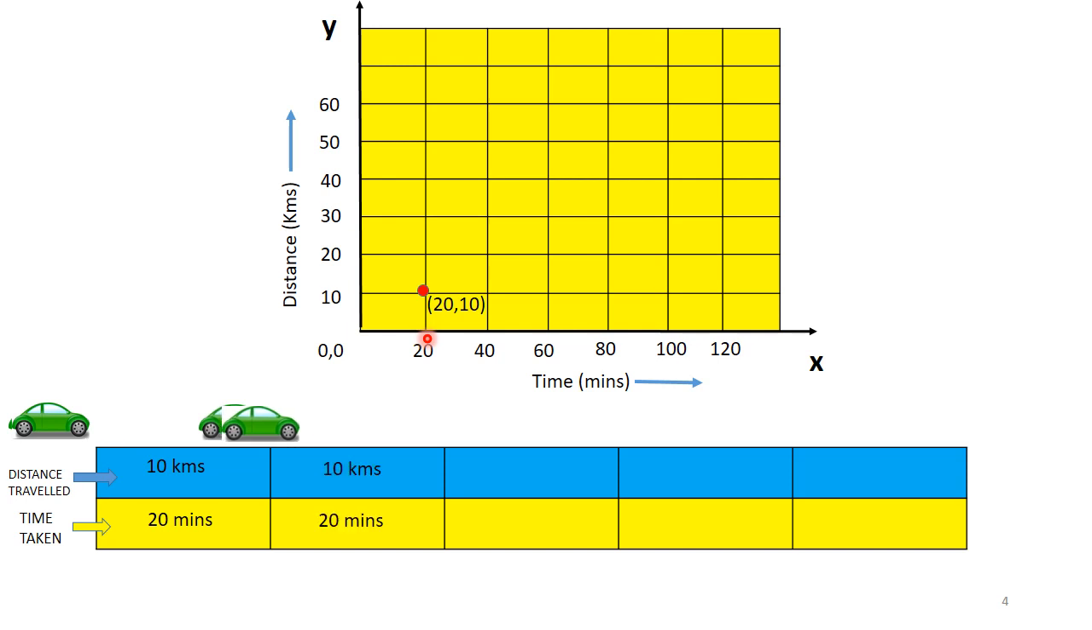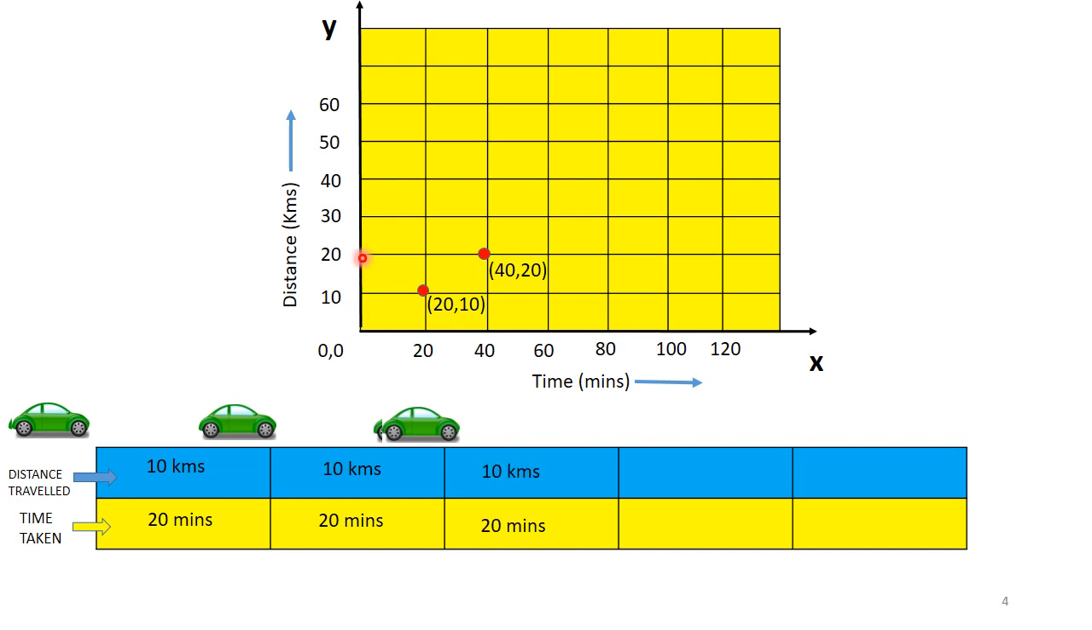Now for the next phase, the car travels again a distance of 10 kilometers in 20 minutes. But from the initial point, the car has actually covered 20 kilometers and the time taken is 40 minutes. So we are going to plot on the distance time graph 40 and 20. 40 denotes the total time taken from the initial point, and 20 is the total distance covered from the initial point by the car.